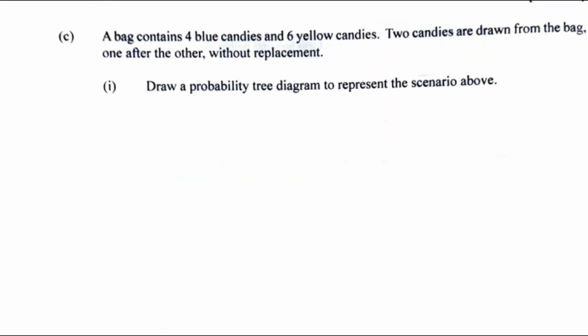Part C. A bag contains 4 blue candies and 6 yellow candies. 2 candies are drawn from the bag, one after the other without replacement. Draw a probability tree diagram to represent the scenario above. So we have 4 blue and we have 6 yellow. So now we have 10 candies in the bag.